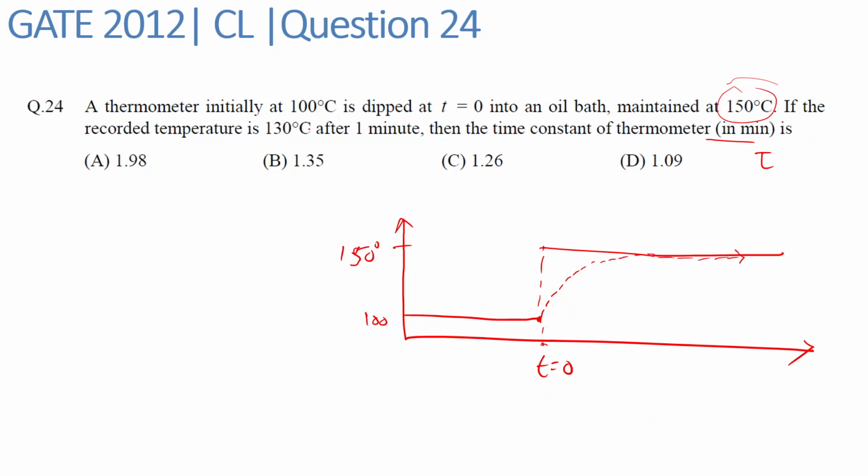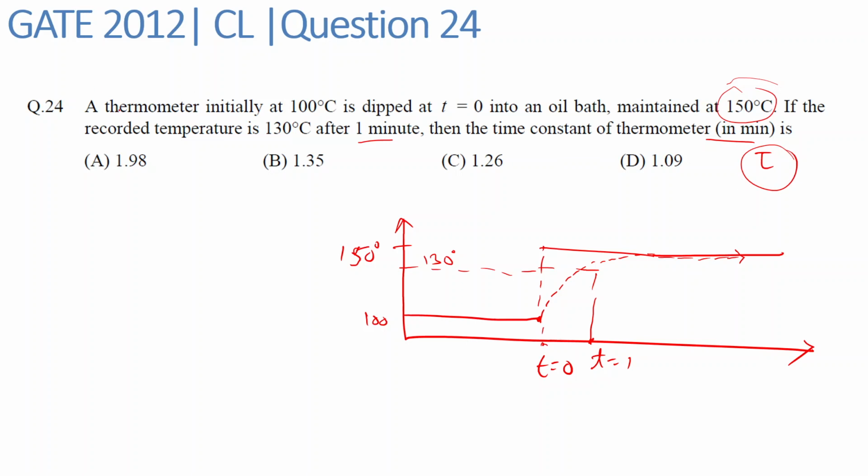And over here we have been given that at time t equal to 1 minute, that is somewhere over here, the temperature we have been given as 130 degrees Celsius, and we have been asked to find tau.